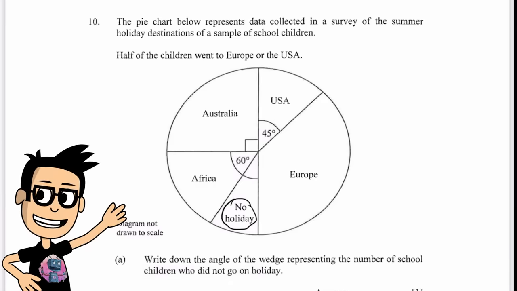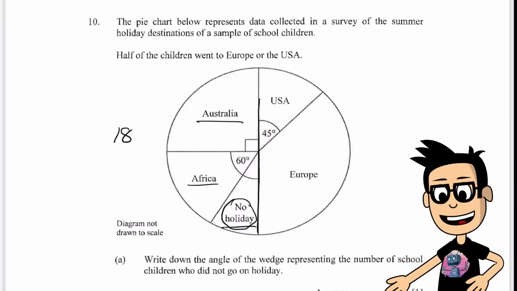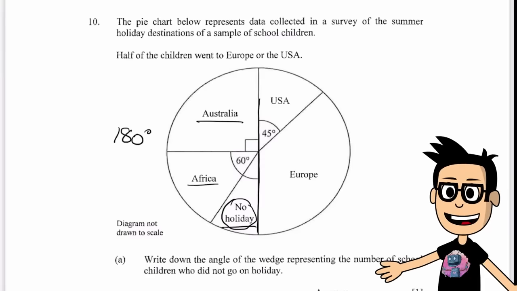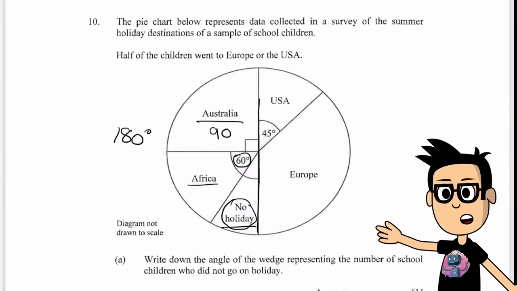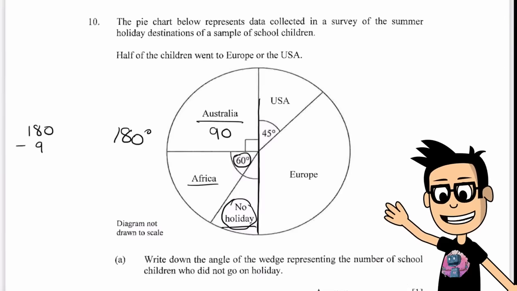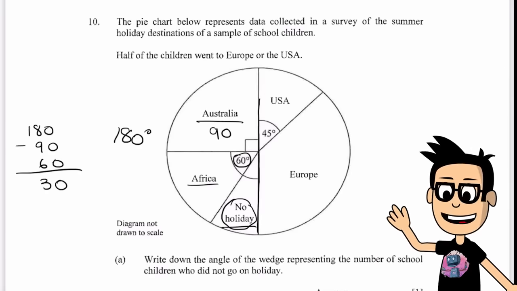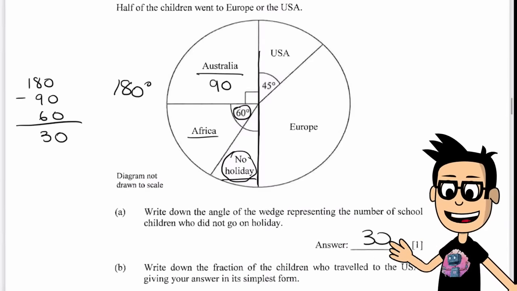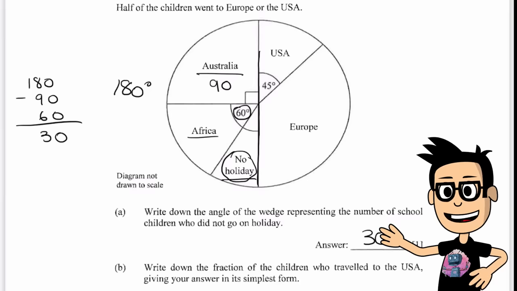First thing we need to understand is that the pie chart has been split in half. And what this means is that Australia, Africa, and no holiday must equal 180 degrees. So again, this is where you need to know the properties of your angles. We already have Australia with 90 degrees and Africa with 60 degrees. So if we have 180 minus 90 minus 60, we're left with 30 degrees, and that is what our answer will be. So now we know the angle will be 30 degrees for those who did not go on holiday.